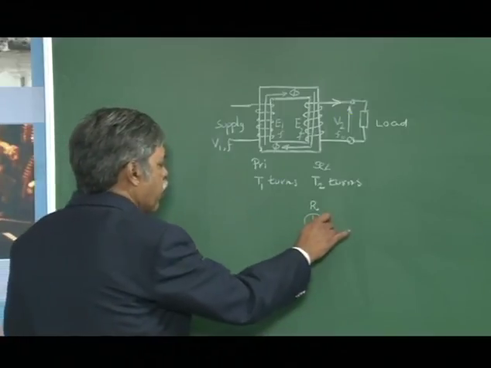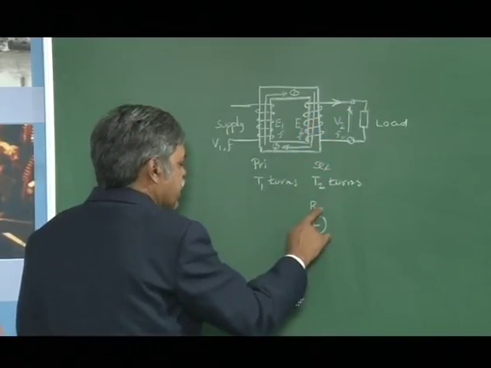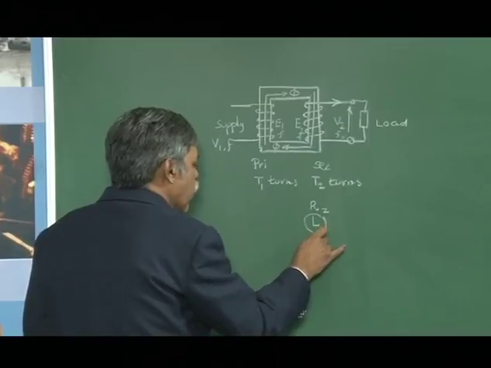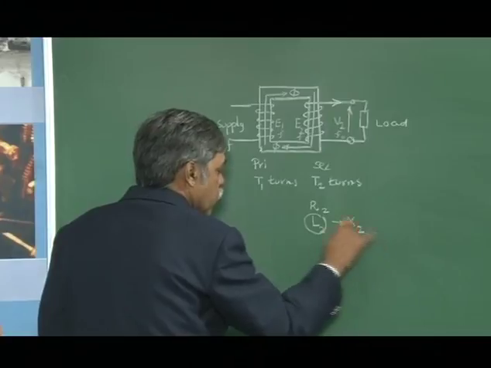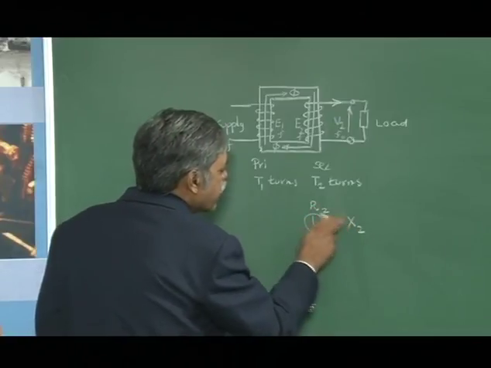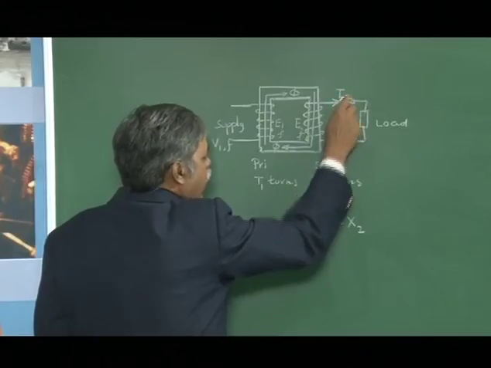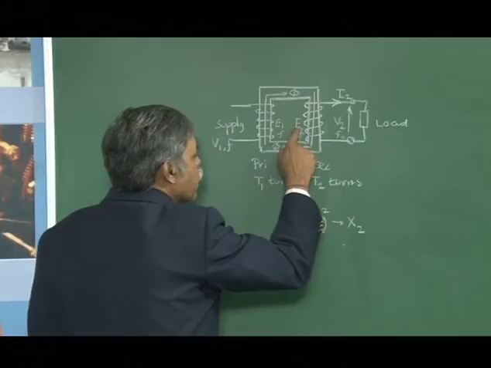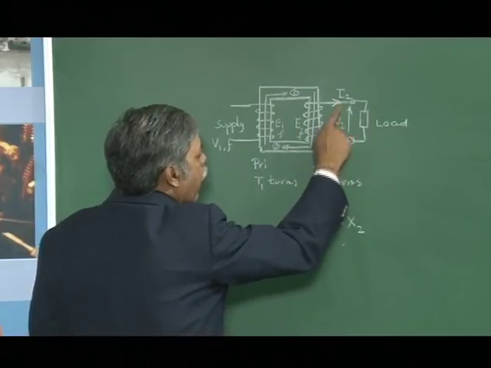Let us not bother about that; we just consider that the secondary winding has a resistance of R2 and an inductance of L2 Henry, which gives us a leakage reactance of X2. The combination of these two, when it carries a current of I2, gives a small voltage drop. So from E2, if I subtract that voltage drop, I will get this V2.